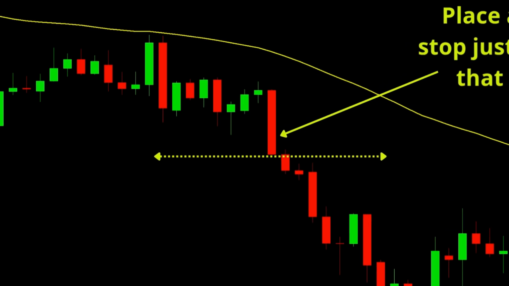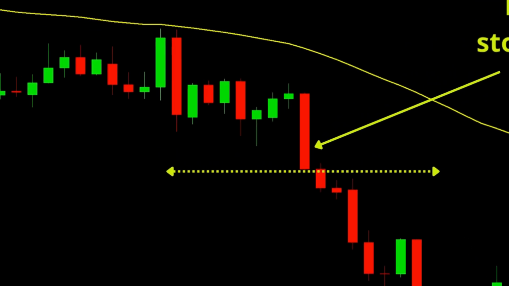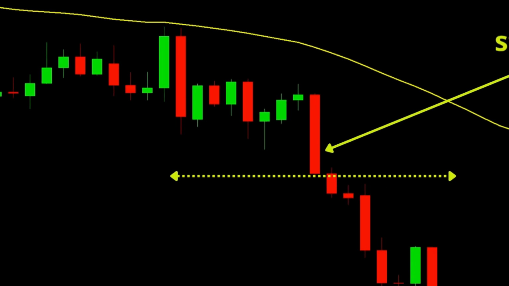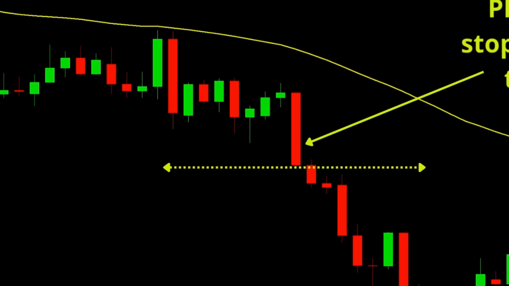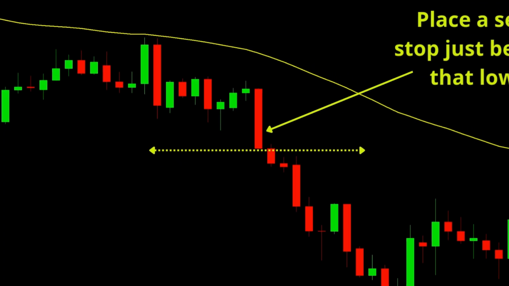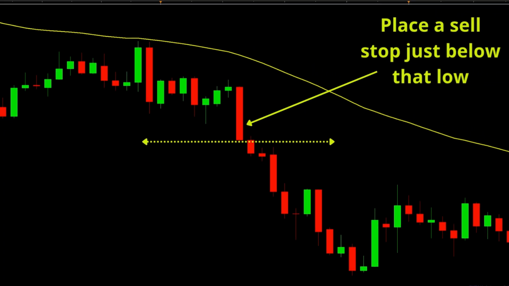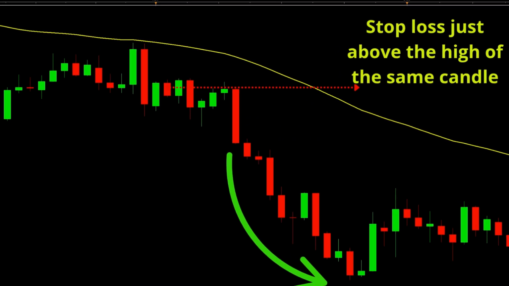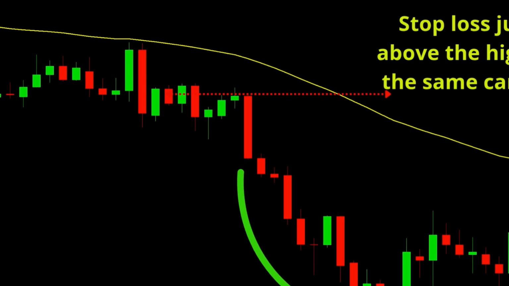It goes just above the high of the setup candle. If the price reverses and breaks the high of this strong selling candle, the bearish scenario is immediately invalidated. This placement keeps your risk tight and protects your capital. The large green arrow illustrates the potential trajectory once the entry is triggered.